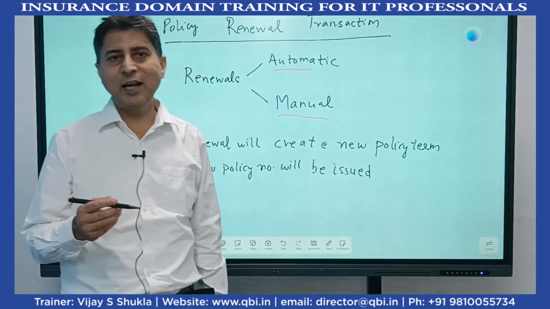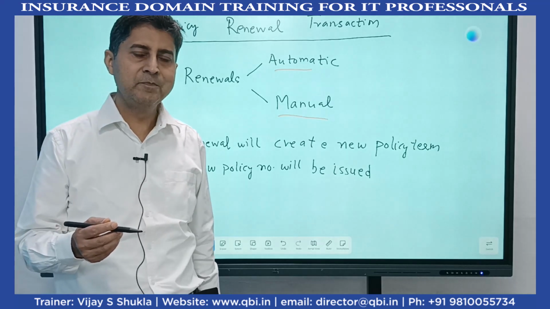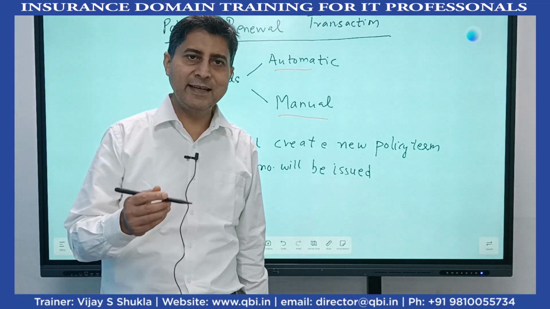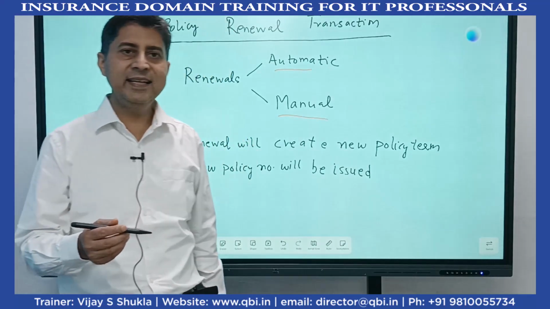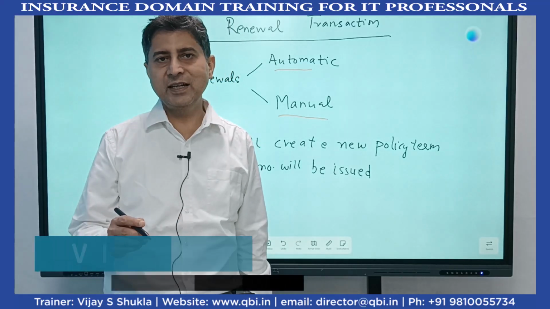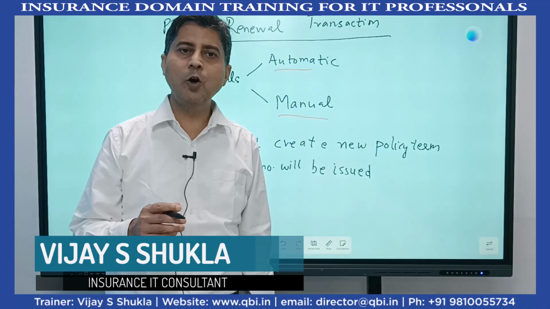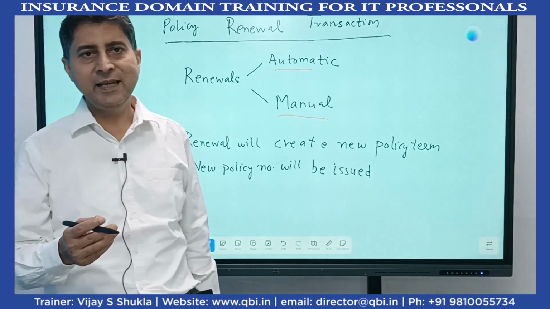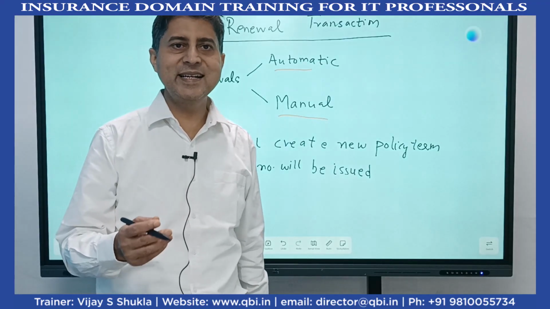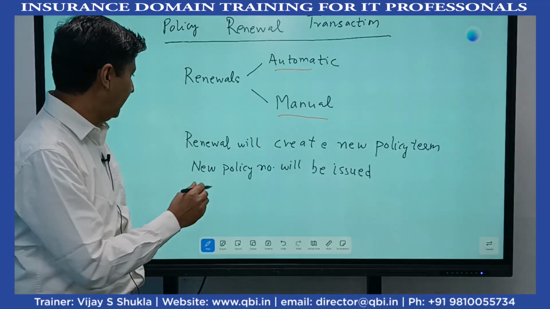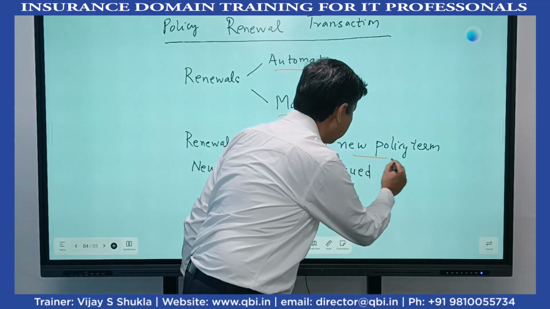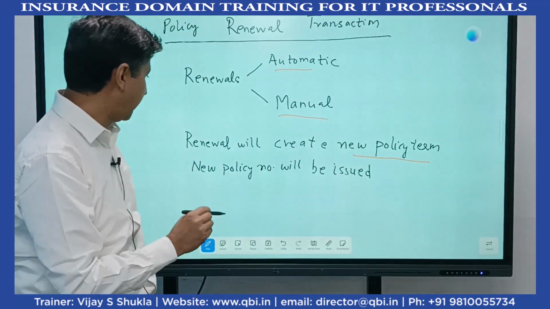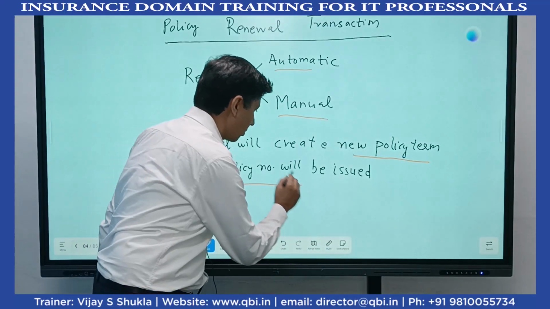So when do we take up manual renewal? Manual renewals are typically taken up when there is a difference in coverages, when the manual renewal is flagged because the policy is being identified as a bad risk, etc. And then there are certain policies and certain coverages in which manual renewal is the norm, wherein an underwriter intervention is necessary to issue a policy even if it is a renewal. So, mandatory underwriter intervention. Renewal will create a new policy term. Please remember, whenever the policy is renewed, a new policy term will be created. And typically, a new policy number will also be issued.